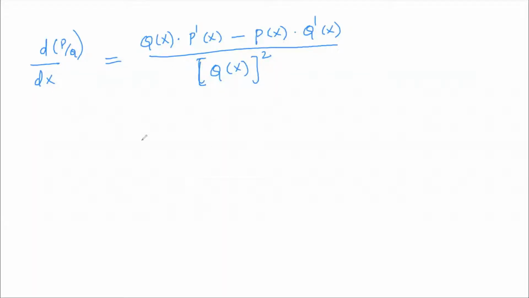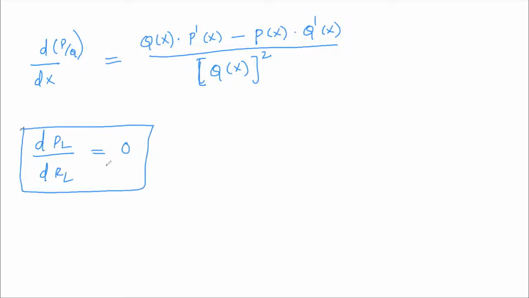Now do this one. Just apply the same thing to dPL divided by dRL, equate it to 0, and tell me what is the condition for RL to flow the maximum power into that RL. What is the condition you are getting?